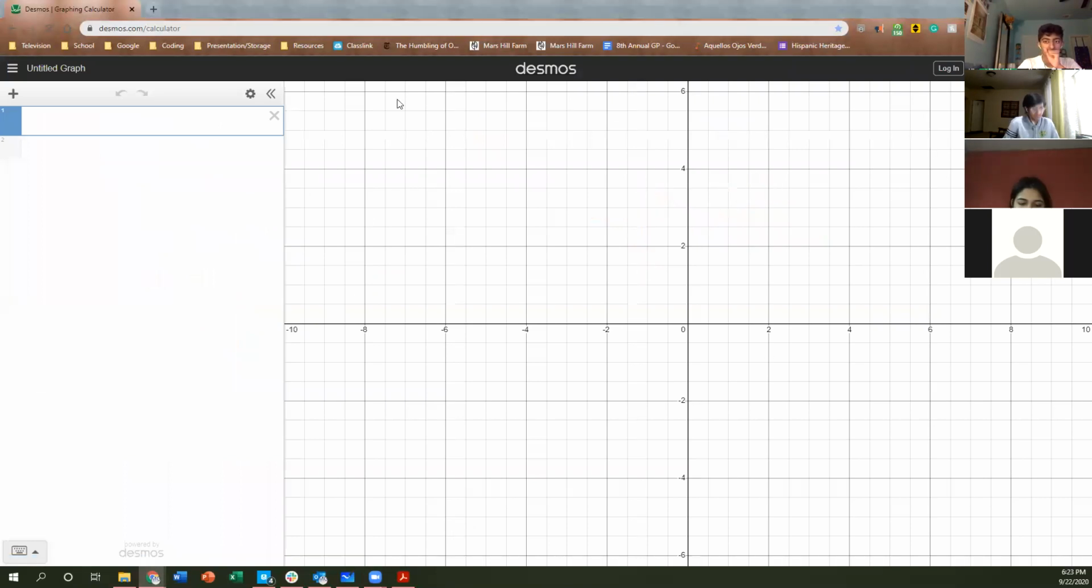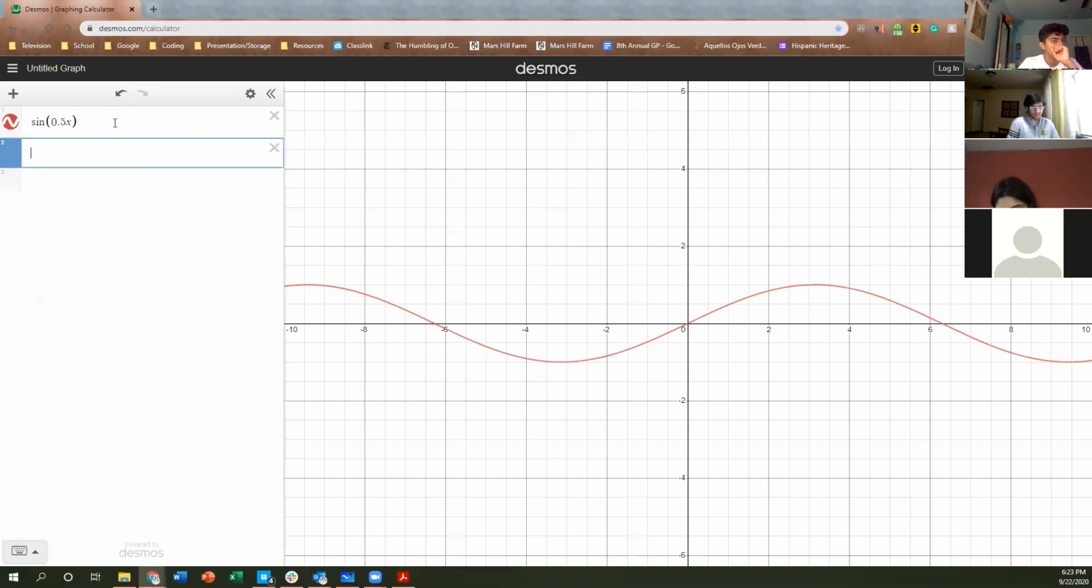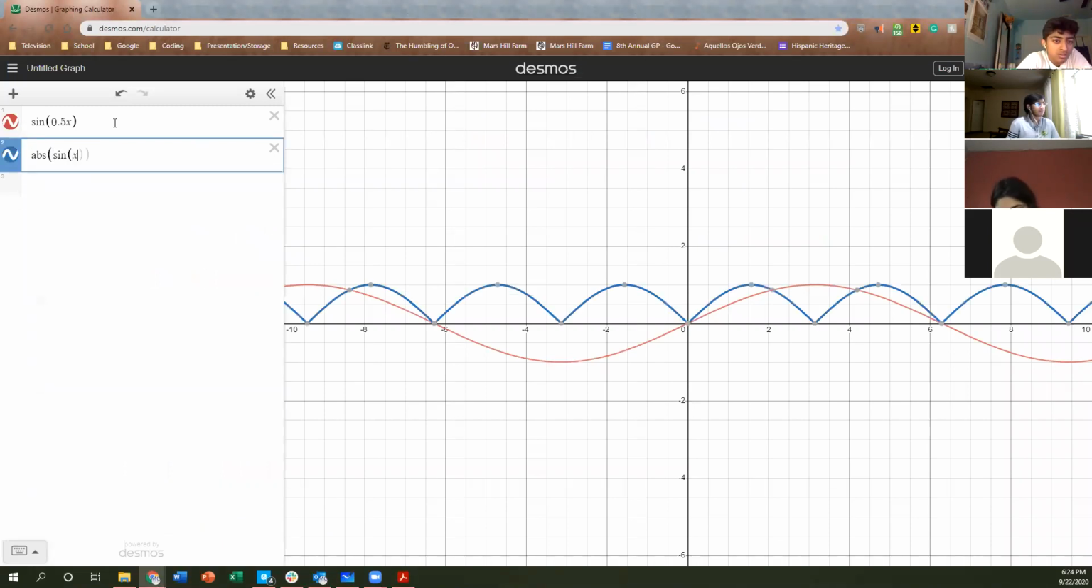So the first one is sine of half x. Wait, could it be the absolute value one? Because it can't be this one, that's negative? That's what I was kind of thinking. But let's just plot that out, because I can't visualize that in my mind right now. The absolute value of the sine of x, right? This one actually does have a period of pi.